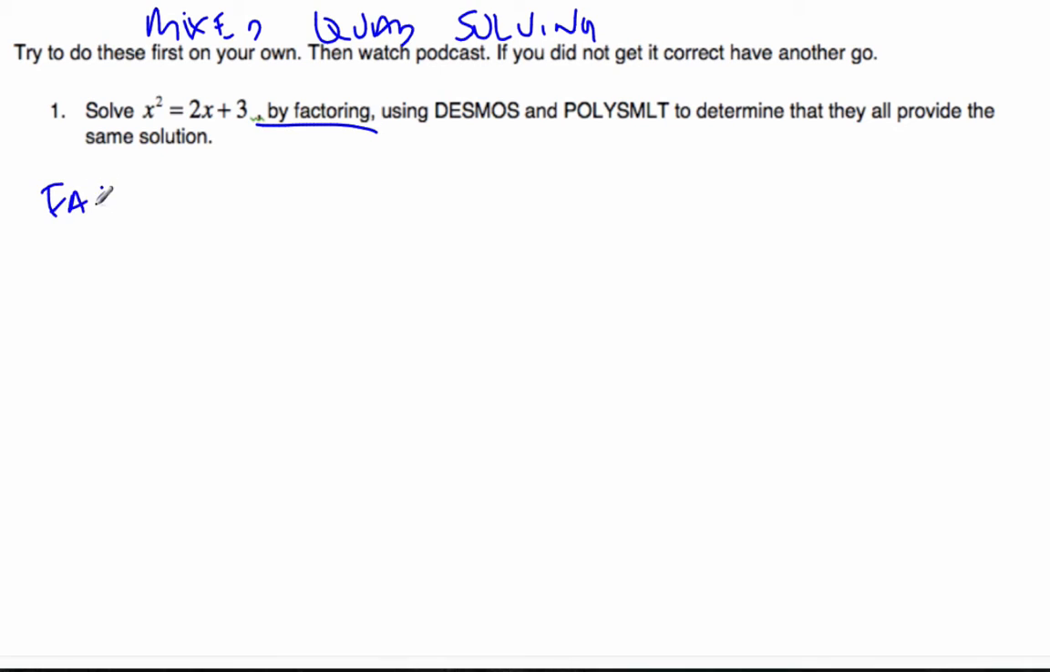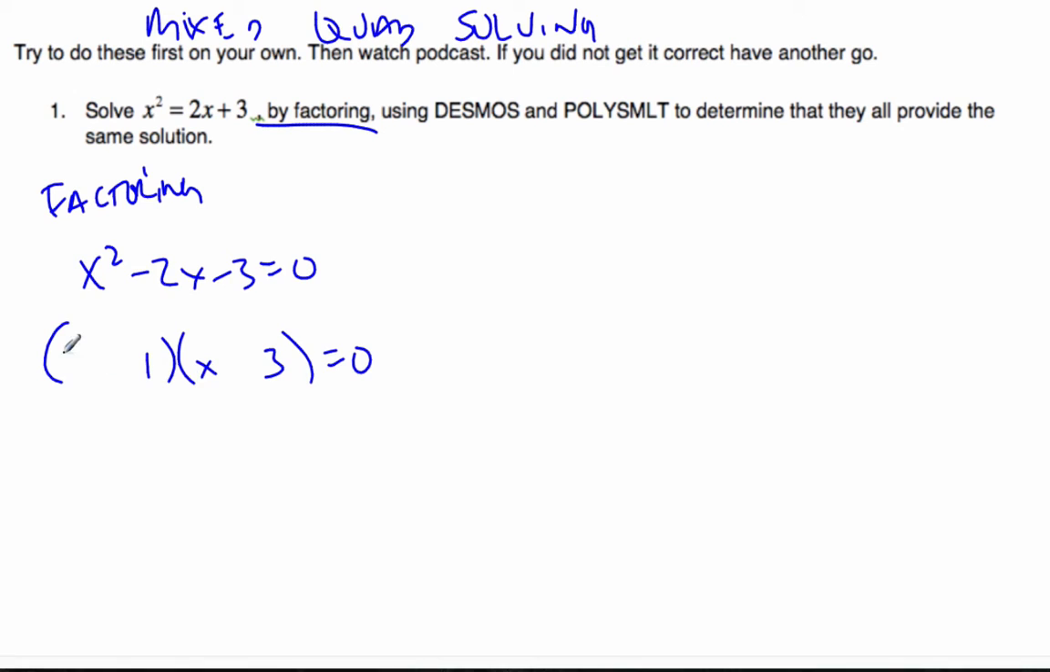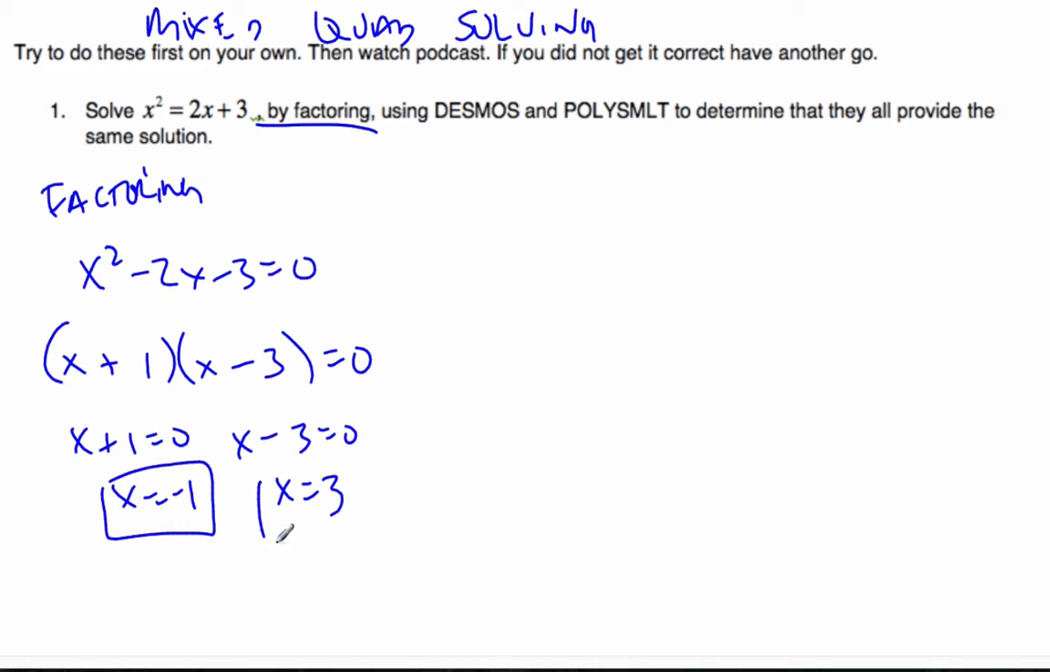So by factoring, the first step is to make one side equal to 0. So I subtract the 2x, subtract the 3, equal to 0. A is 1, so I ask the magic question: what two values multiply to get negative 3 and add to get negative 2? Well, 3 and 1 are the only two numbers that multiply to get 3, and it'll be negative 3 and a positive 1 to get negative 2. And so x plus 1 is 0, or x minus 3 is 0 by the null factor law. And so x is 3 or x is minus 1 are my solutions.